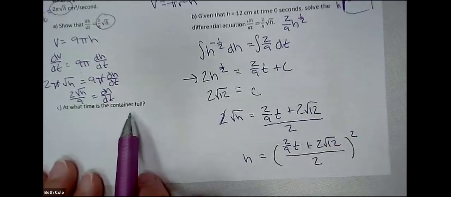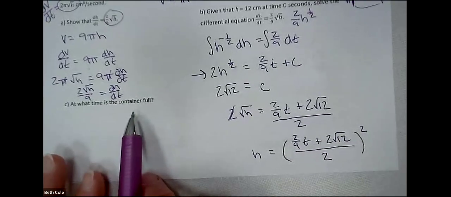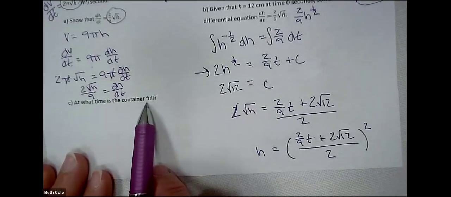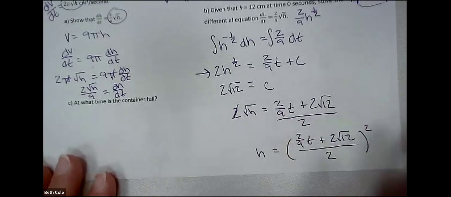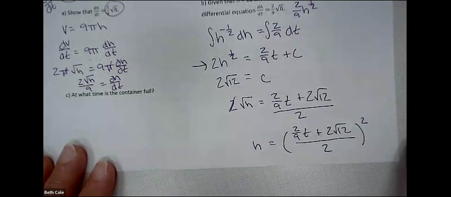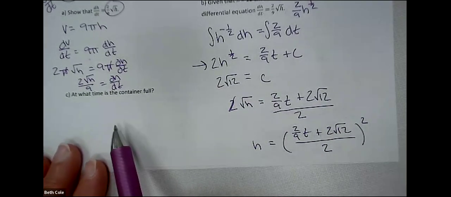At what time is the container full? Just as a heads up, I made this the opposite of the way it is on your test. It's going to say at what time is the container empty. That's going to be a whole lot easier on your test. And I always try to do that. I try to make this study guide harder than the test. If you want when the container's empty, you take your height and set it equal to 0. 0 is a much easier number to work with.